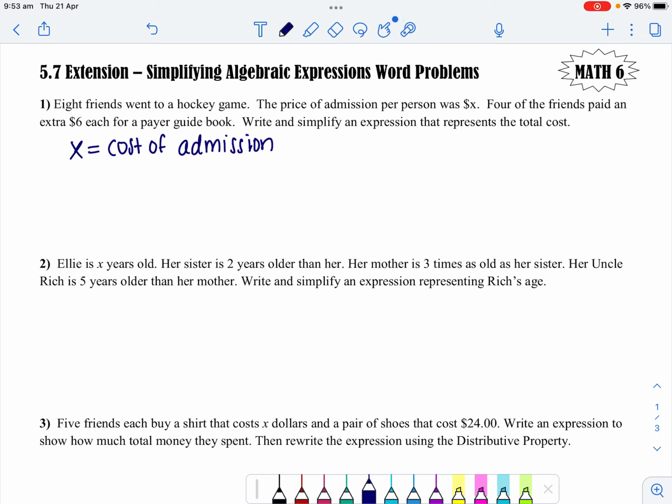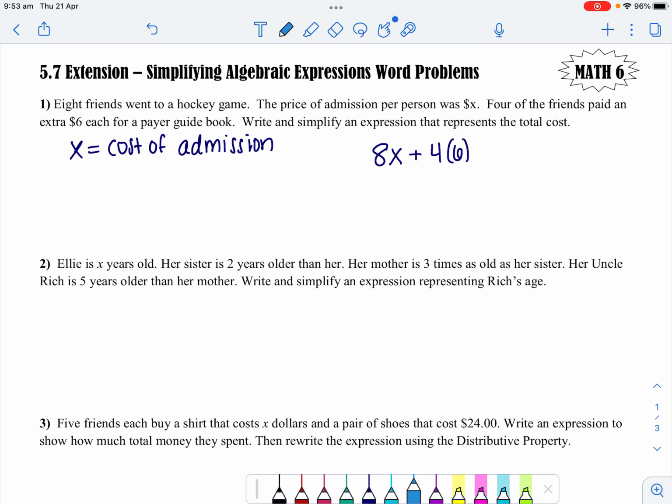Well, the first part that I'm going to write is 8 times the cost of admission because 8 people went to the hockey game and they paid X dollars for admission. Then it says 4 of the friends paid an extra $6. So I'm going to add in 4 people that paid an extra $6. And you can represent your multiplication however you would like.